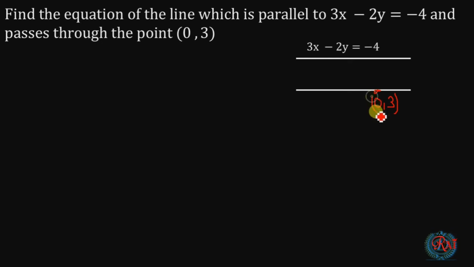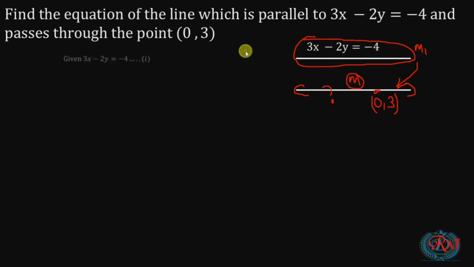So now to find the equation of this straight line, I need the value of m. That means I need the value of the slope. So first I need to calculate the slope of this line. So how can I calculate the slope? With the help of this line. How? Because these two lines are parallel to each other. Let's consider m1: the slope of this one is equal to the slope of this line.